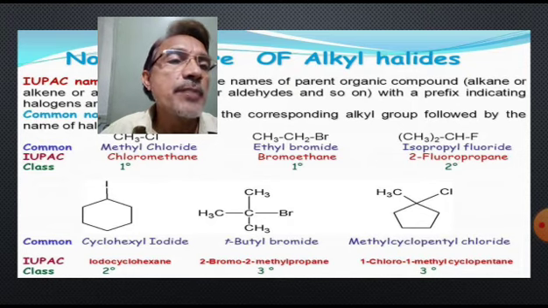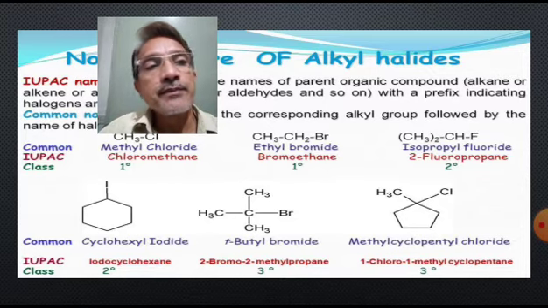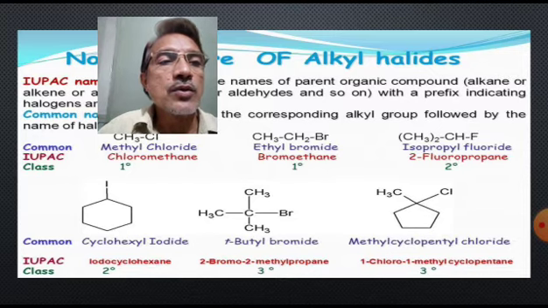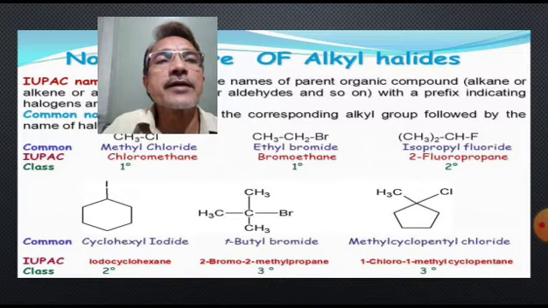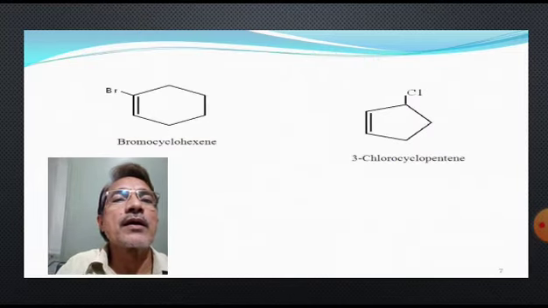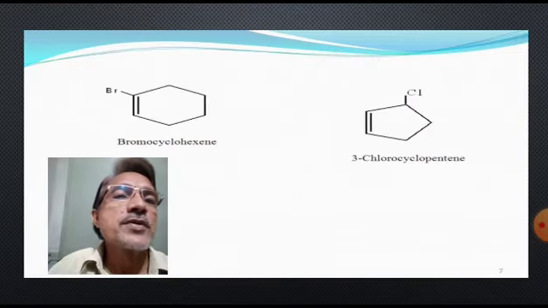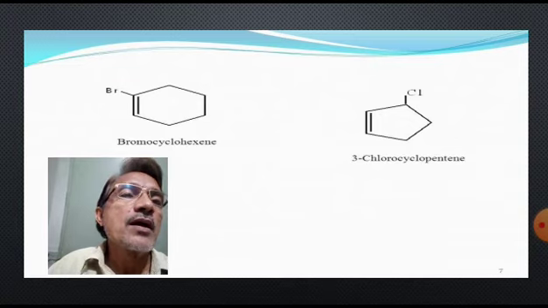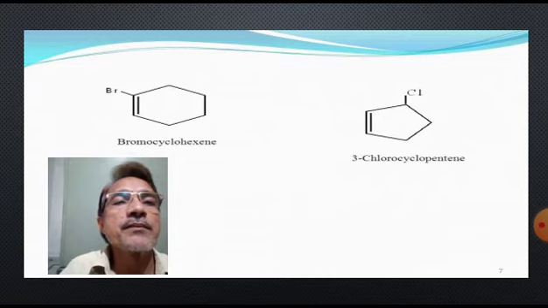Methyl cyclopentyl chloride. Its IUPAC name is 1-chloro-1-methylcyclopentane. It belongs to tertiary alkyl halide. Two more examples are given. Bromocyclohexene. 3-chlorocyclopentene.